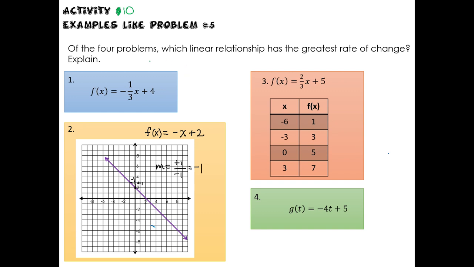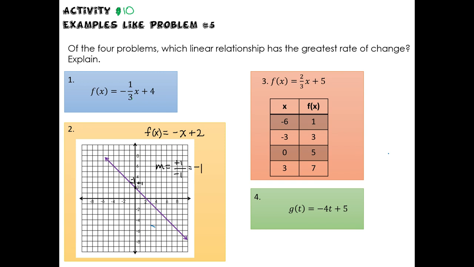But on this last one, number 5, it says, of the 4 problems, so 1, 2, 3, 4, which linear relationship has the greatest rate of change? So think about the greatest amount of change, or basically it's the slope, right? So how much is it changing from point to point?